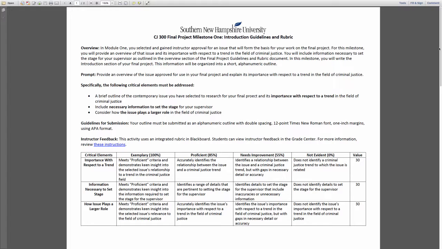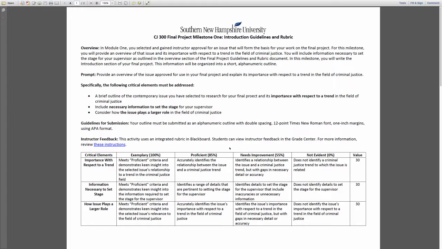Okay, so now when we look at the actual rubric, the critical elements, the first one is the importance with respect to a trend. And let's look at proficient. Let's look right here in the middle, because we don't want a 55%. We want to look at a B grade minimum. Accurately identifies the relationship between the issue and a criminal justice trend. If you want to earn 100%, meets the proficient criteria and demonstrates keen insights into the selected issue's relationship to a trend in criminal justice field.